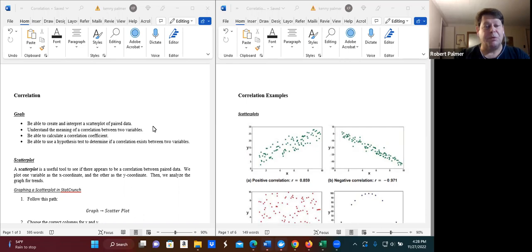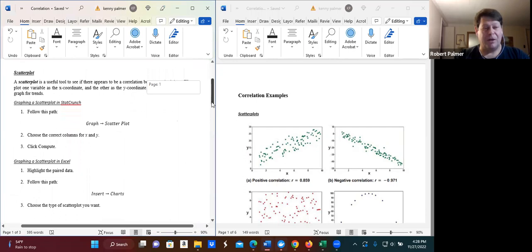Understand the meaning of a correlation between two variables. Be able to calculate the correlation coefficient, and more precisely, be able to use a computer program to calculate that. And also be able to use a hypothesis test to determine if a correlation exists between two variables. We're going to actually get to correlation.